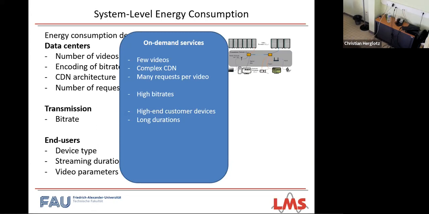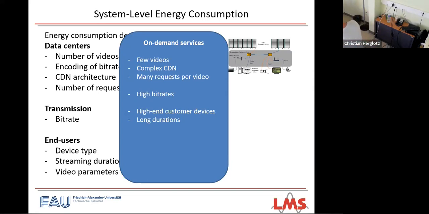Assume that you are an on-demand service, for example Netflix, and you know that you have very few videos, only a couple of hundred, and you will have millions of users to satisfy. We will probably have quite a complex CDN. We will probably have many, many requests per video, at least for most videos. We will have high bit rates because people will have their big XL screen with a great ultra HD video experience. And we will have very high-end customer devices. Usually people stay in front of their TV for quite a long time, meaning 2 hours. And we know nowadays the attention span of people is rather 15 seconds. So it's amazing that it still works.